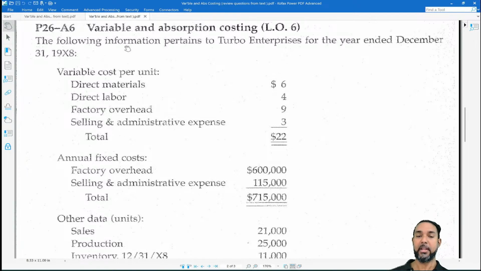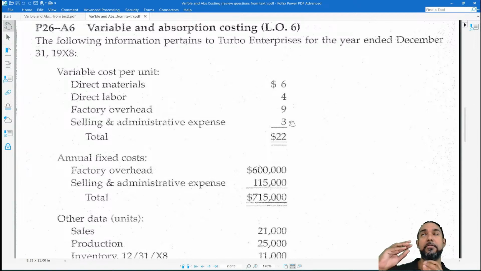Okay, so the following information pertains to Turbo Enterprises for the year ended December 31st, 19X8. All right, so we have variable cost per unit: direct materials, direct labor, factory overhead, and selling and admin. For the purposes of costing the units, we do not include selling and admin as part of the cost per unit. It's only production cost per unit that is part of the, hold on, let me explain properly.